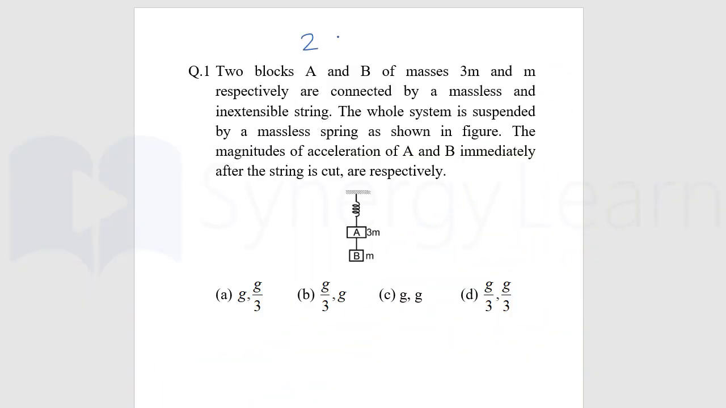In this video, we are going to solve the NEET 2017 question paper. The first question reads: two blocks A and B of masses 3m and m respectively are connected by a massless and inextensible string. The whole system is suspended by a massless spring. So see the difference between a string and a spring here. The magnitude of acceleration of A and B immediately after the string is cut are respectively.